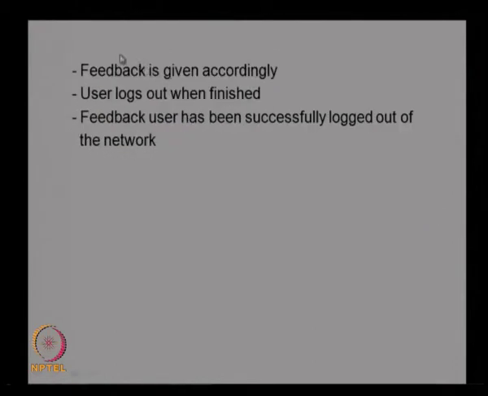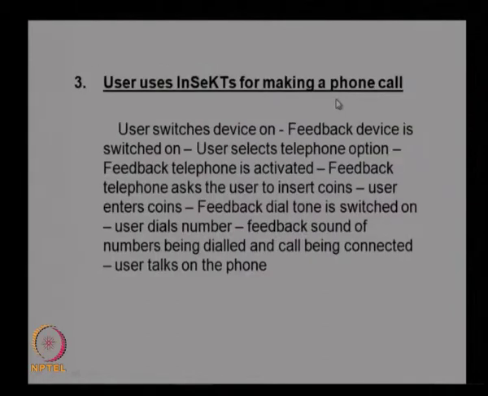So here again, I already told you how we come out of the system: feedback is given, the user logs out when finished, and feedback that the user has been successfully logged out of the network actually completes that activity. So this is another scenario, for making a phone call.